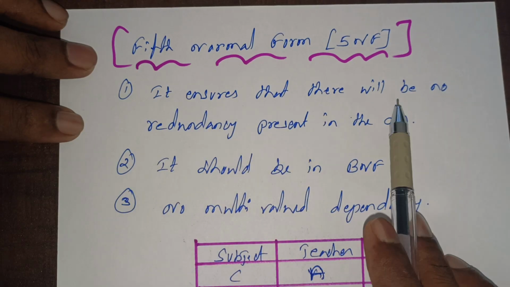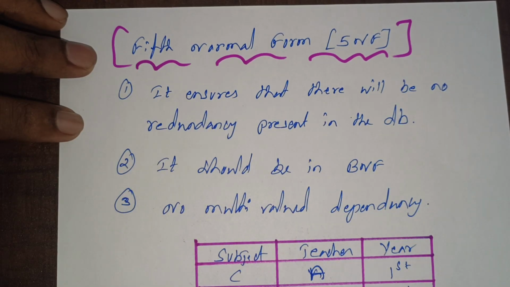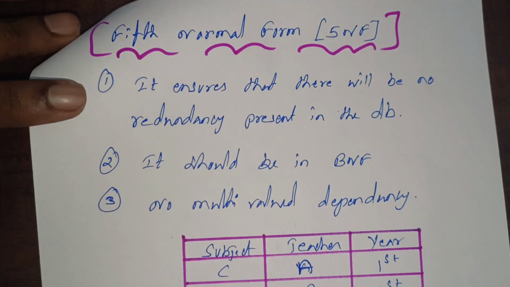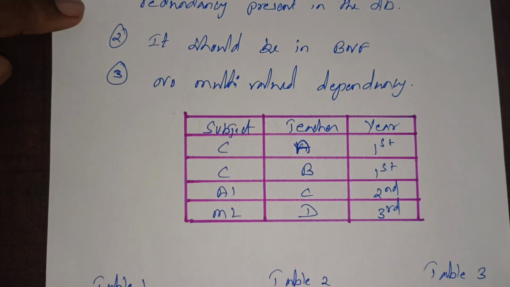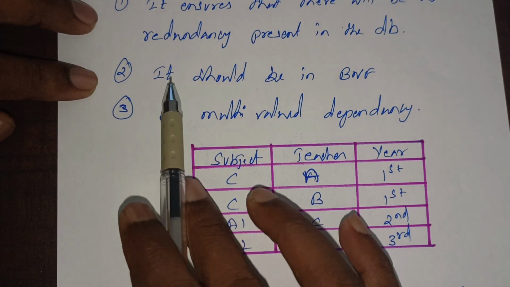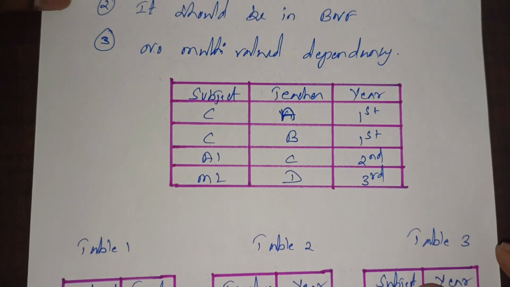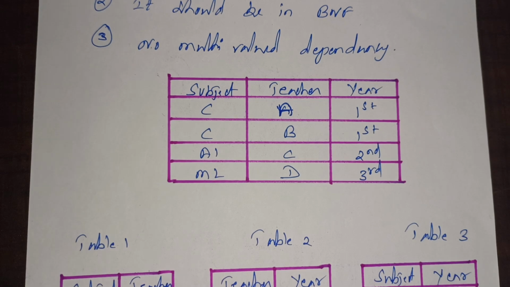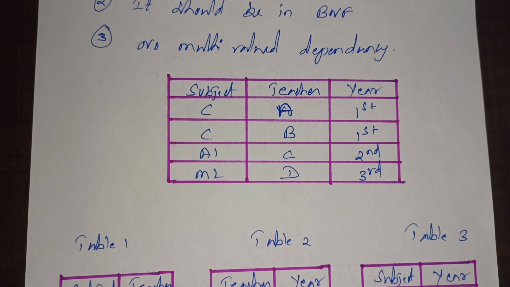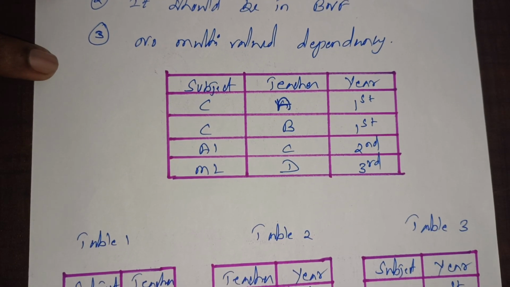It ensures that there will be no redundancy present in the data. It should be in 4NF, right? And it should be in BCNF also, with no multi-value dependency. Let's check this. This is a challenge for us here: how are we going to do this without losing data? We need to convert that into BCNF, and it should be in 4NF also, right?